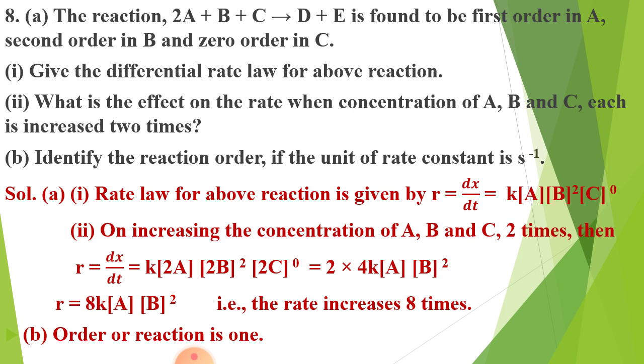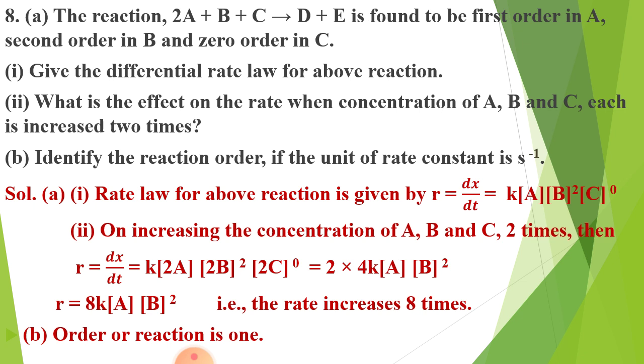Now more questions are given here. Question number 8, the reaction 2A plus B plus C gives D plus E, the reaction is found to be first order in A, second order in B, and zero order in C. So first, give the differential rate law for the above reaction. Second, what is the effect on the rate when the concentration of A, B and C each is increased 2 times. And third, the B part of question number 8, identify the reaction order if the unit of rate constant is second inverse.